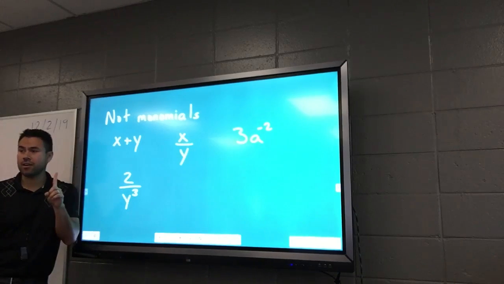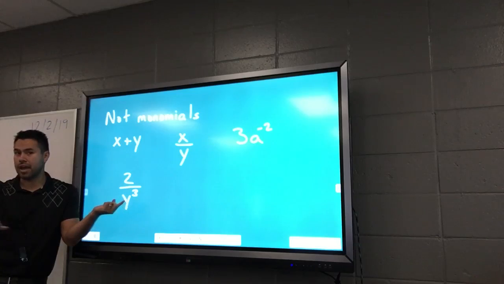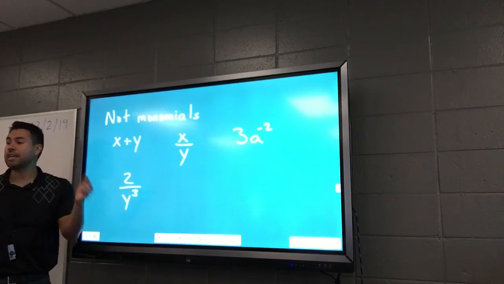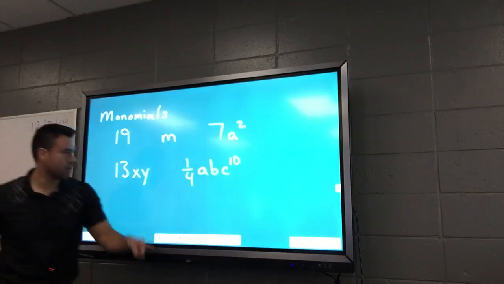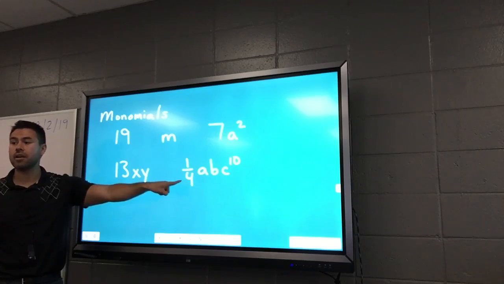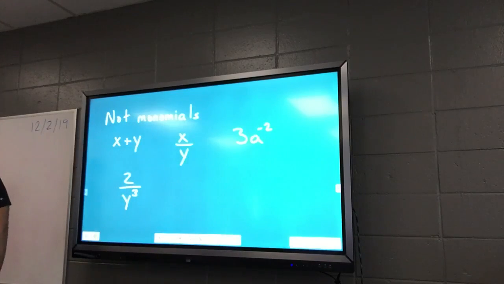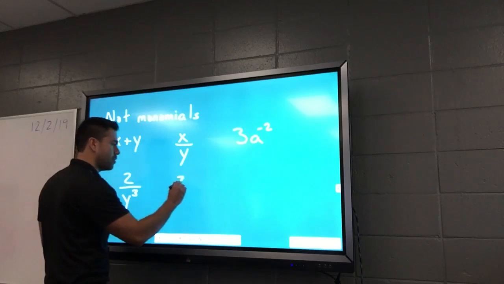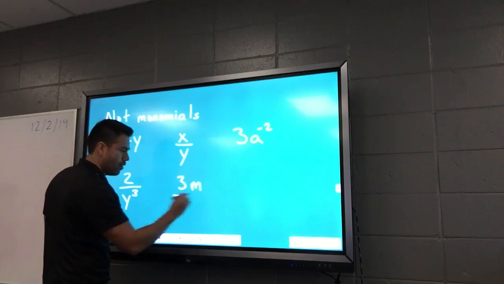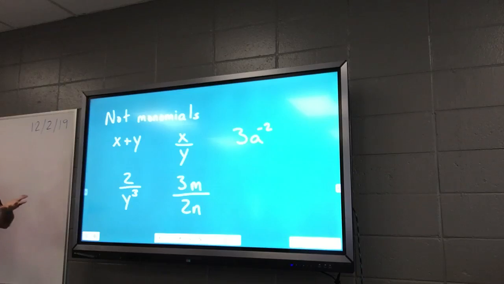Basically, this is what you need to know about variables. If your variable is in the denominator, not a monomial. Can you have a number in the denominator? Yes, you can. Can you have a variable in the denominator and still call it a monomial? No. So there is a difference there. And someone help me out with this one. 3m over 2n. It's not a monomial. The n is in the denominator, not a monomial.